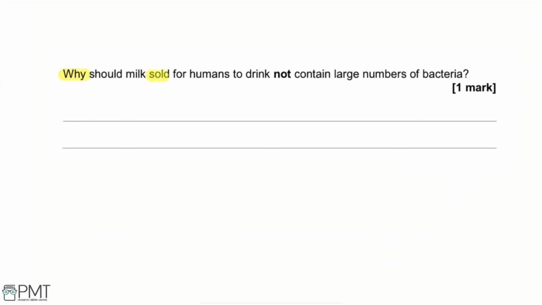Why should milk sold for humans to drink not contain large numbers of bacteria? So the answer that the mark scheme is looking for you to say here is the fact that the bacteria can make humans ill. It releases toxins that can make you sick or they can kill people.